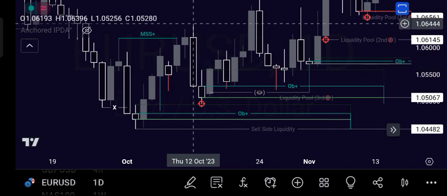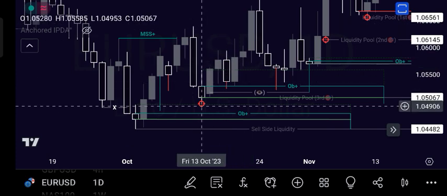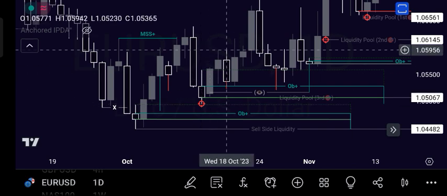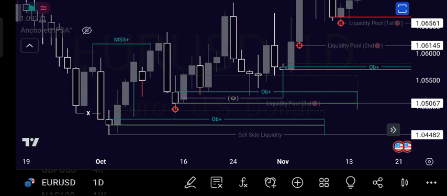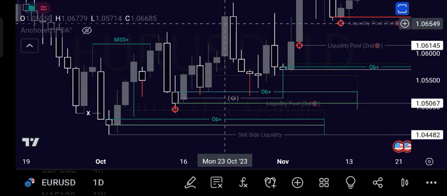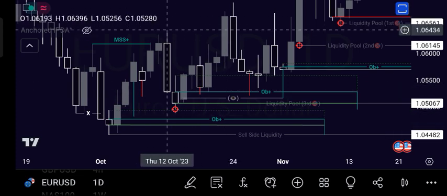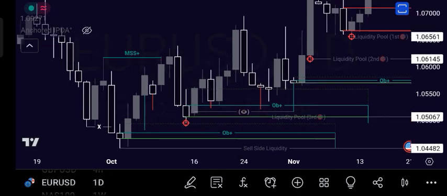Why? It doesn't break this major high. It doesn't break this major low. Inducement zone. Retail would see this as an order block again, but it's an internal structure. It rallies, breaks the structure, breaks the structure, remember, it breaks the structure again.